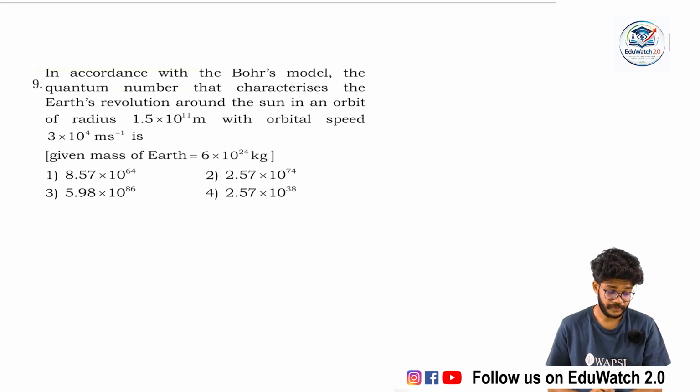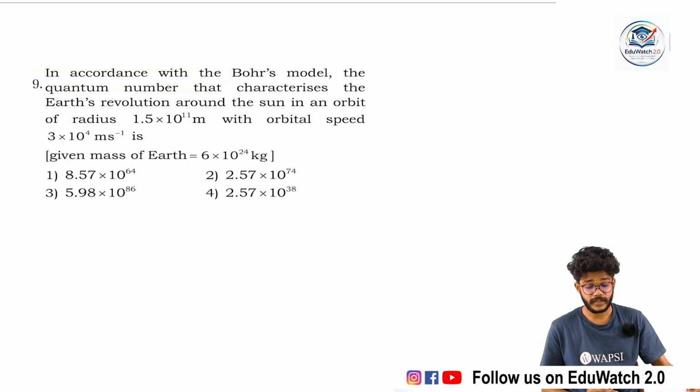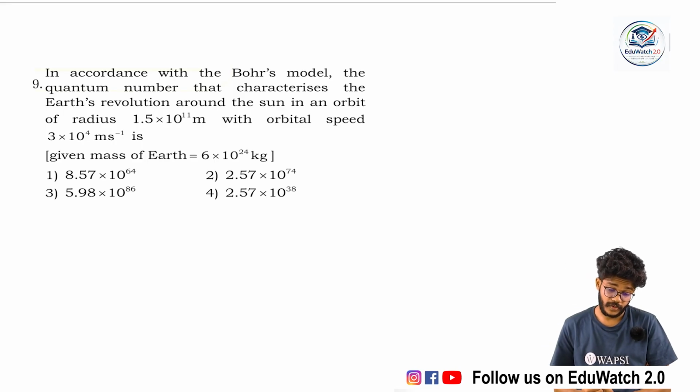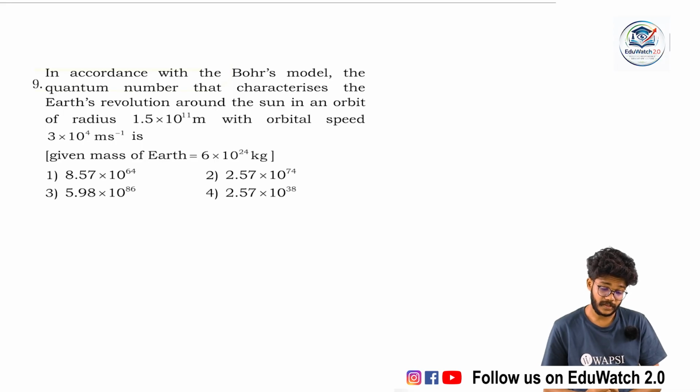And we can move to the 9th question. In accordance with the Bohr model, the concept is about the Bohr model. We need the quantum number that characterizes the Earth's revolution around the Sun in an orbit of radius 1.5 into 10 raised to 11 meter, with the orbital speed given as 3 into 10 raised to 4 meter per second. The mass of Earth is given as 6 into 10 raised to 24 kilogram.